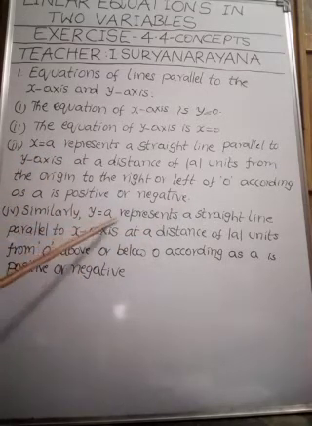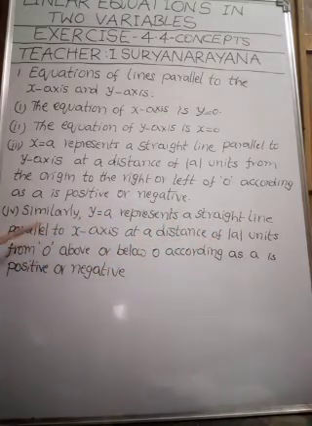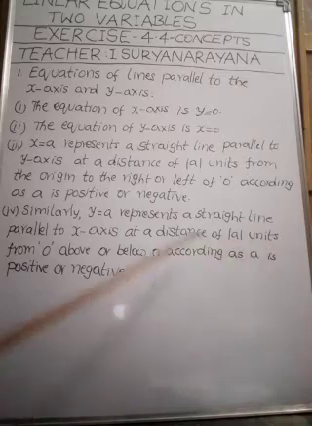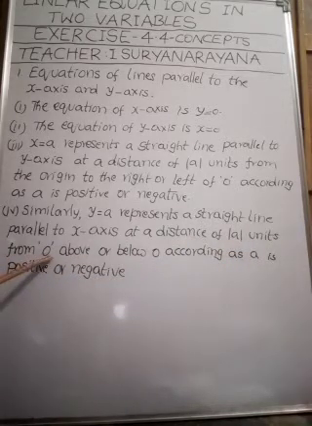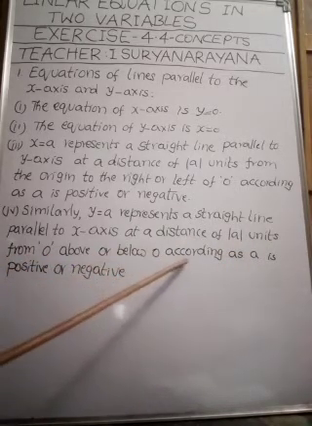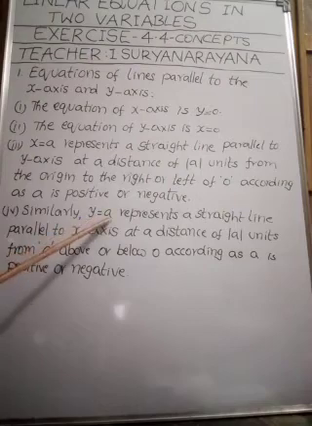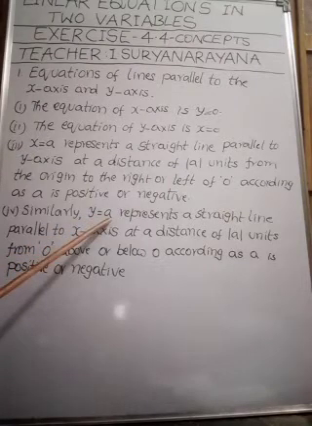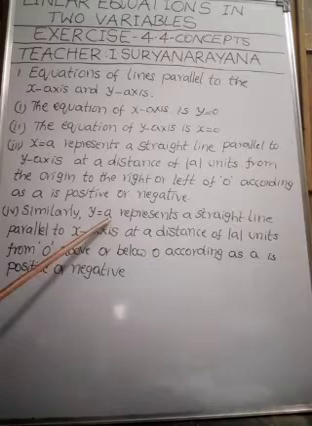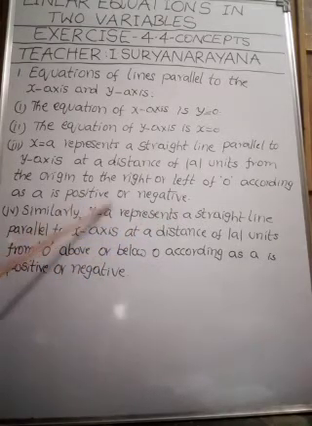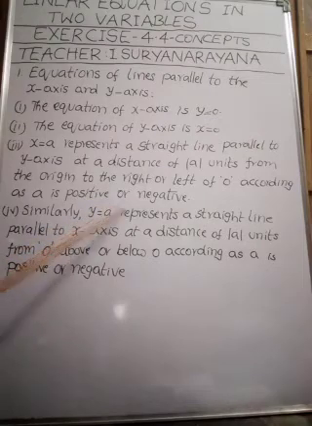Similarly, y is equal to a represents a straight line parallel to the x-axis at a distance of modulus of a units from O, above or below O according as a is positive or negative. Similarly, here y is equal to a non-zero number is given. Here a denotes a non-zero number, some number. Then the graph of this equation is a straight line parallel to the x-axis.